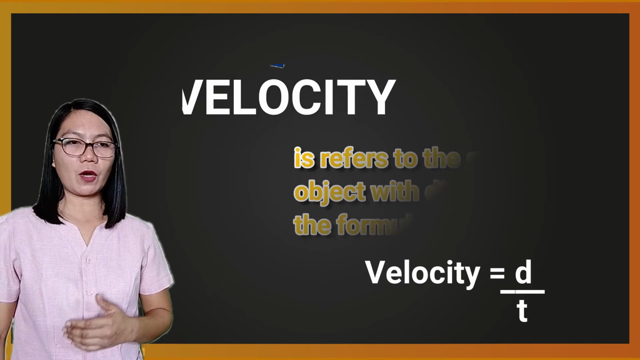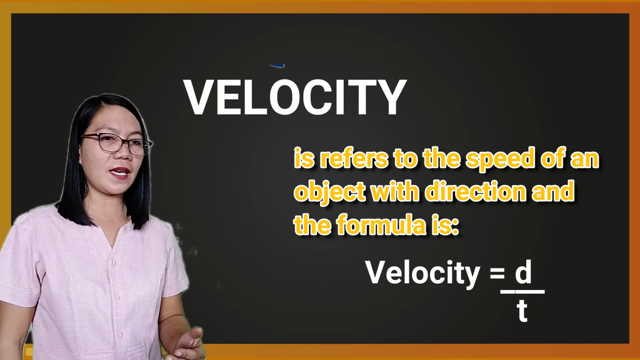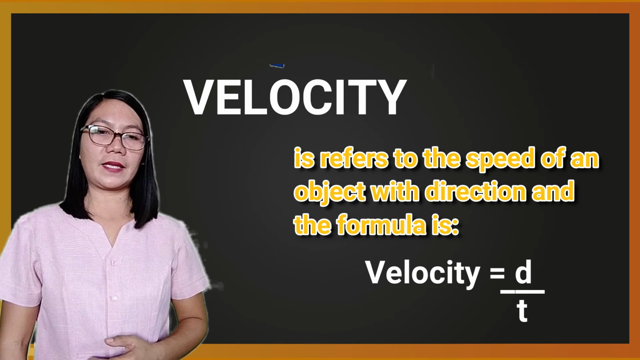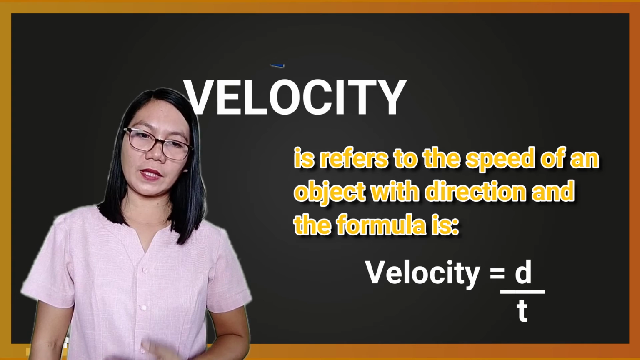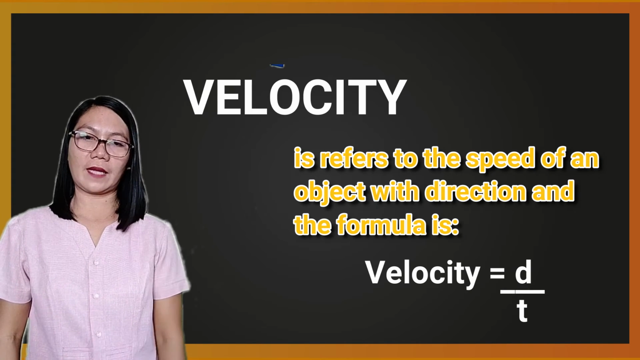Now, let's have velocity. Velocity refers to the speed of an object with direction, and the formula is V is equal to displacement divided by time. Always remember that velocity is a vector quantity. That is why direction is always included. So, let's have another problem.